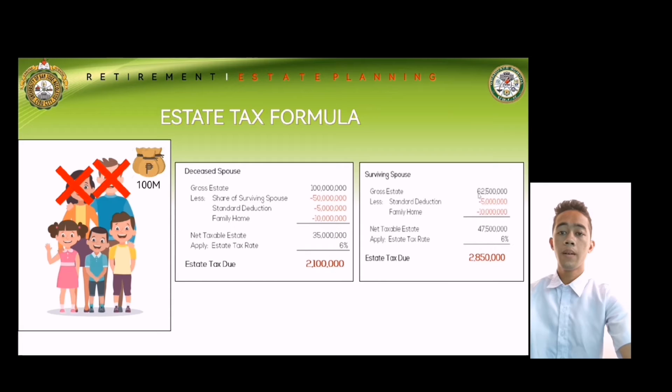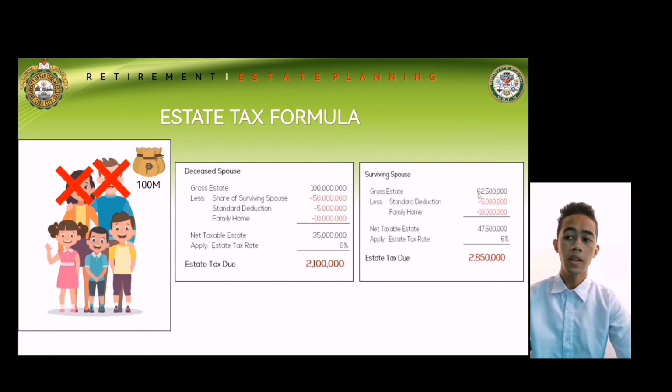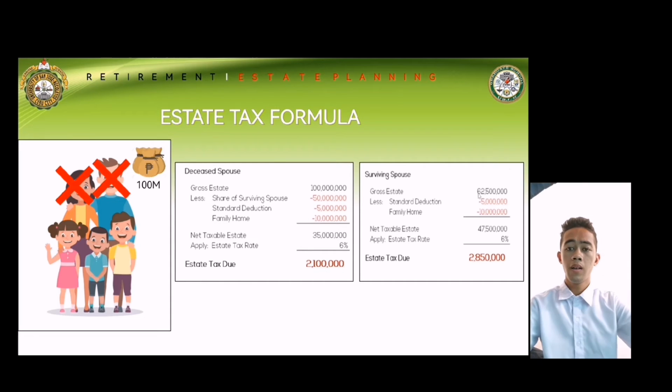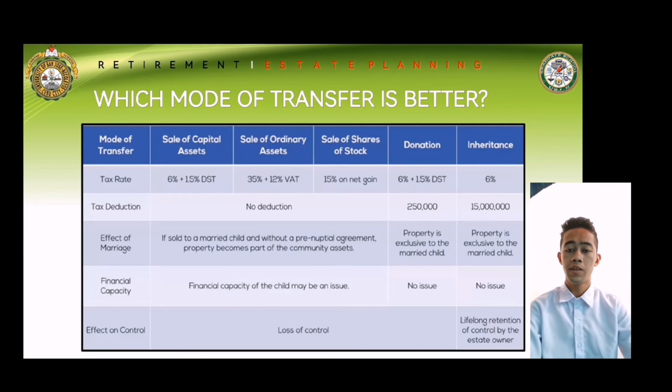2,100,000. For the surviving spouse, if the gross estate is 62,500,000, less standard deduction of 5 million and family home of 10 million, the total net taxable estate is 47,500,000. So we again apply the 6% estate tax rate. So the estate tax due is 2,850,000. So which mode of transfer is better?